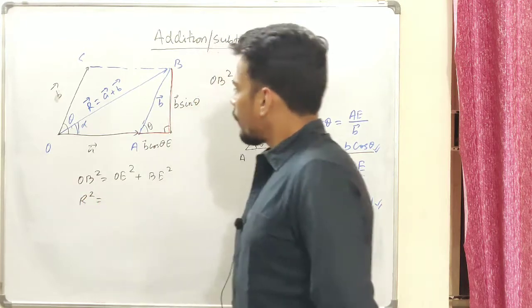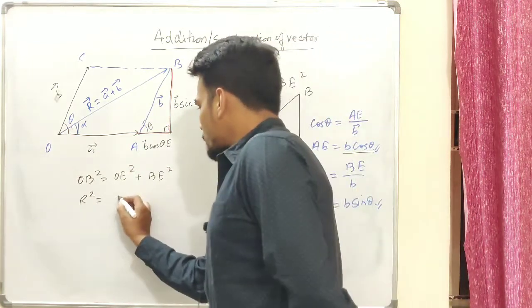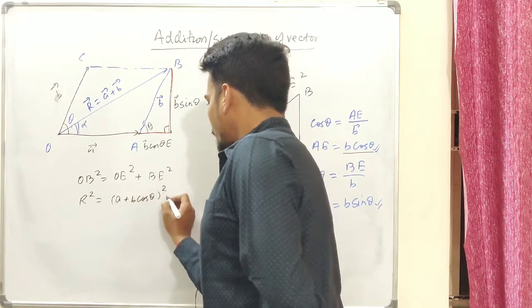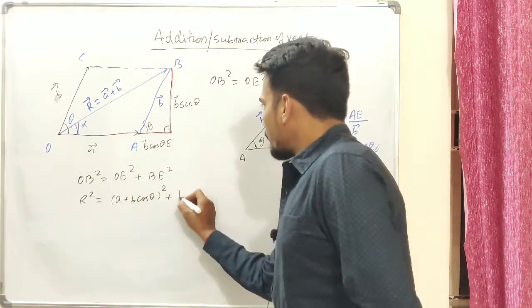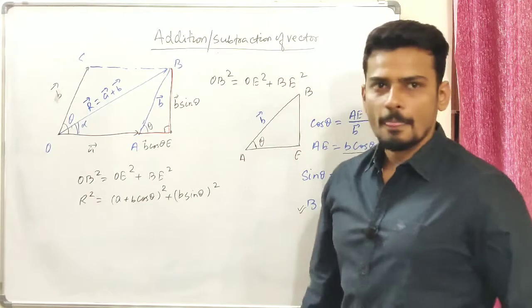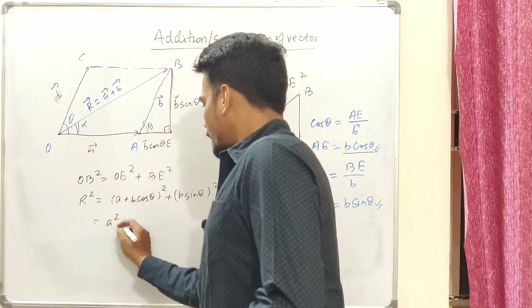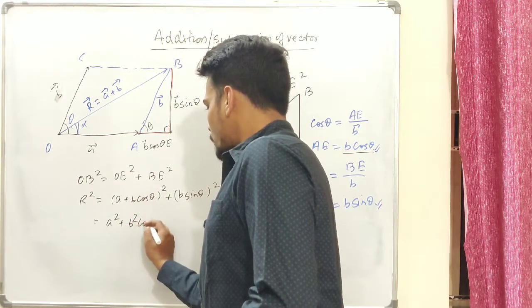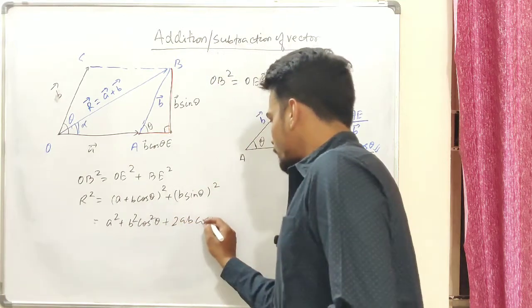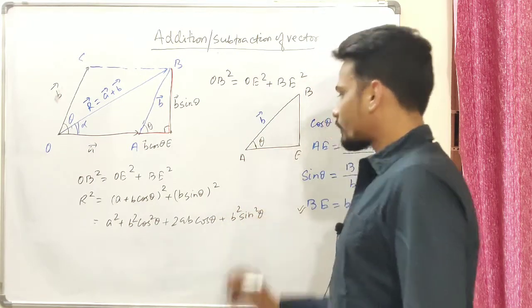Let it be OE should be A plus B cos theta. I would write this way, A plus B cos theta whole square plus BE is going to be B sin theta whole square. Simple as that. Let me open it up. I'll be having A square plus B square cos square theta, that is the A plus B whole square formula, you will apply that, plus 2AB cos theta, and here we have B square sin square theta.